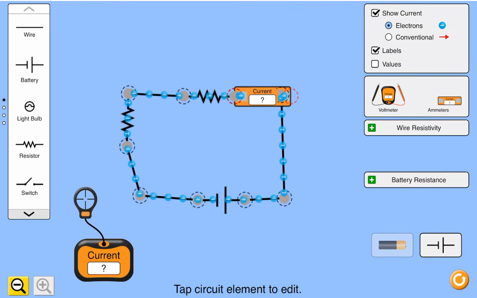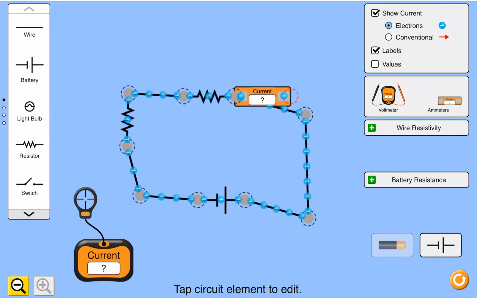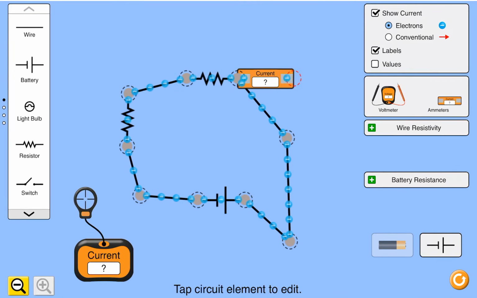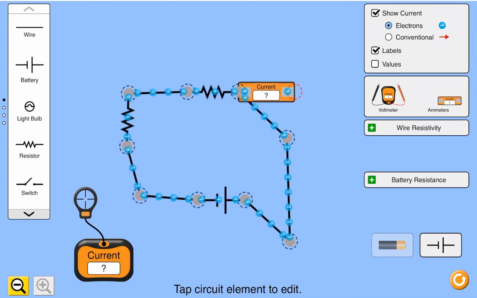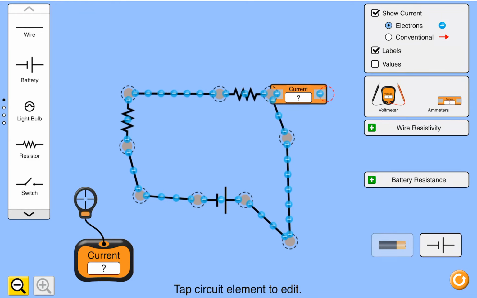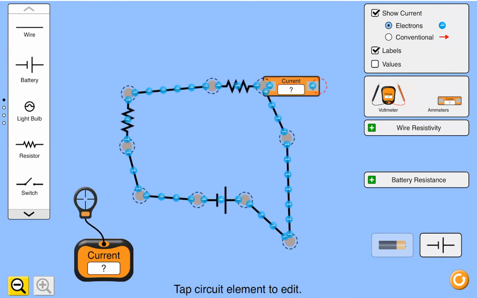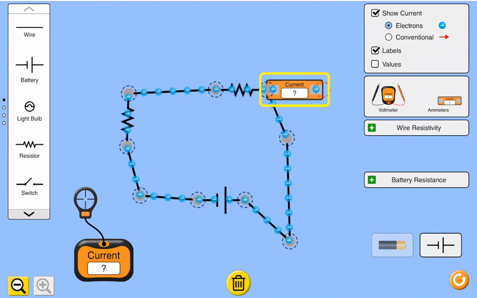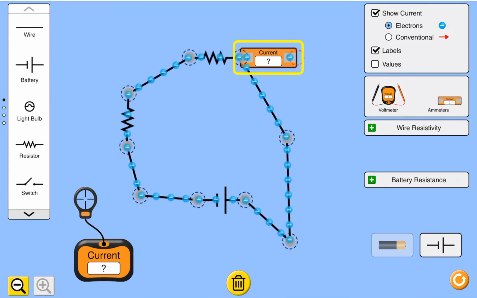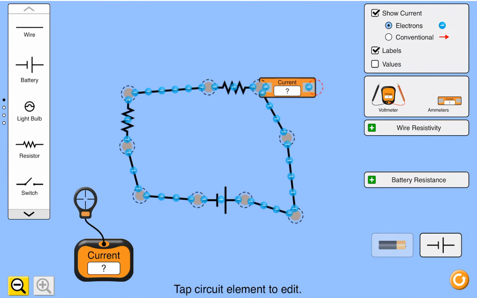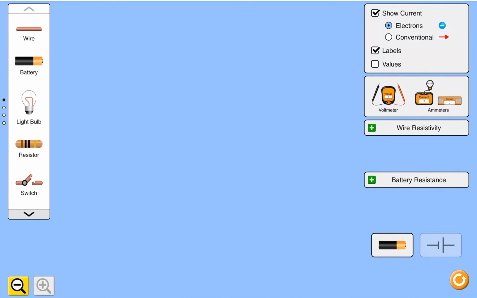Now if you wanted to, you could have placed the ammeter like this. You could have... It's not letting me do it. Alright, well, forget it. I'll bring this guy back. Well, we're just going to leave them there for now anyway. Okay, so now I've reset the whole thing. So that's the basics of how to build this.